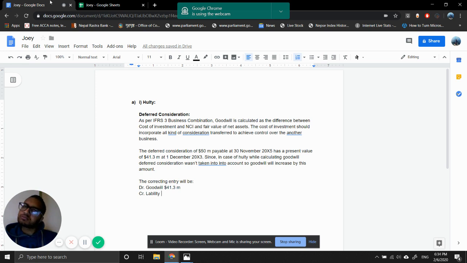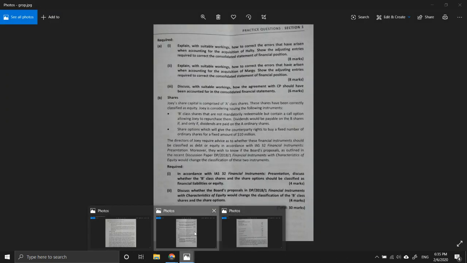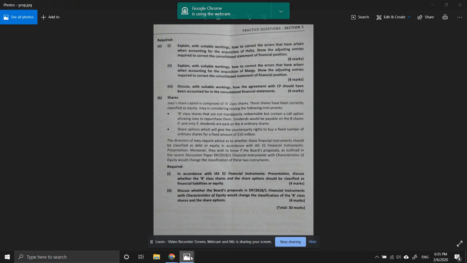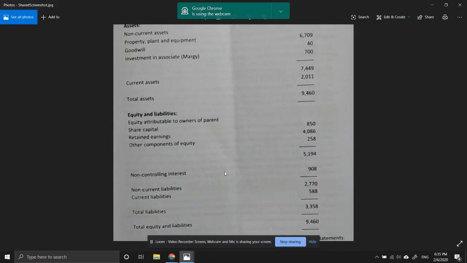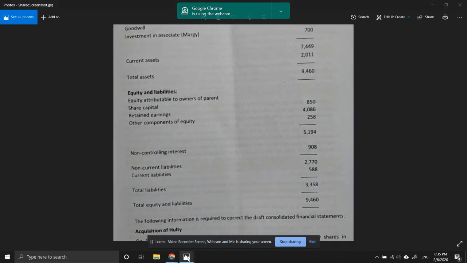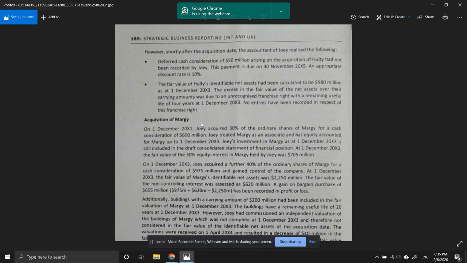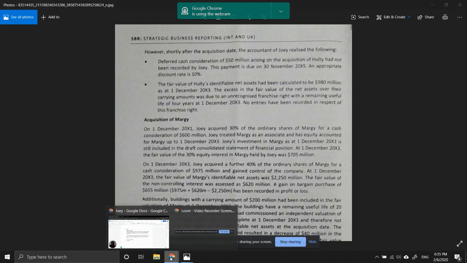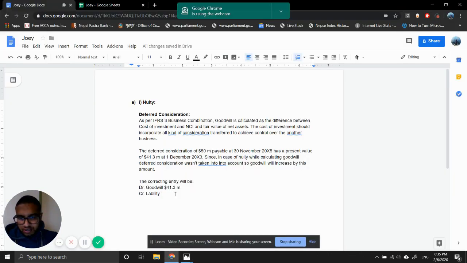I don't know when we are preparing our consolidated financial statement, so we need to look at that as well. We are preparing it at 30th November 20x4, so we are paying them within 1 year, I guess. Yes, so it can be classified as current liabilities. 41.3 million.